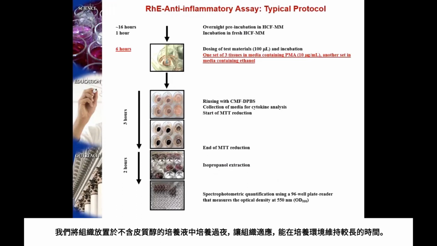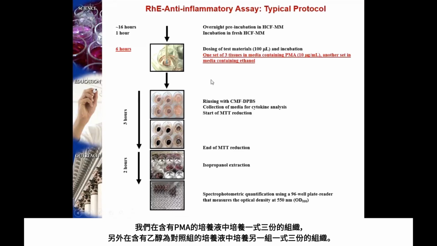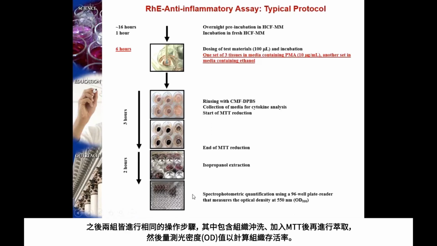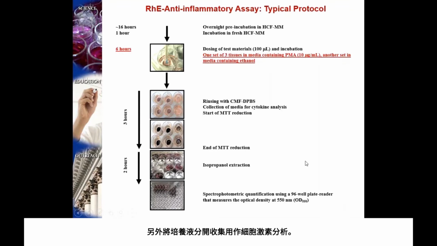We use an overnight incubation in hydrocortisone-free media just to acclimate the tissues and to allow them to stay in culture a little longer. We use a set of 3 tissues cultured in media containing PMA and another set of 3 tissues in media containing ethanol as a control. Ethanol is used to dissolve the PMA. The same steps are used afterwards, where the tissues are rinsed, added to MTT, extracted, and then an optical density value is calculated for the viability. The media is collected separately and used in the cytokine analysis.